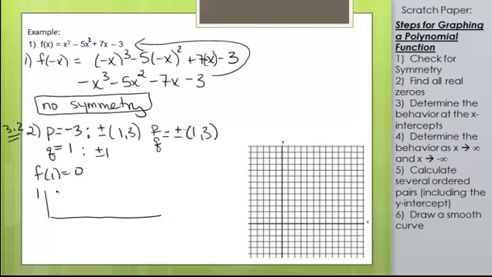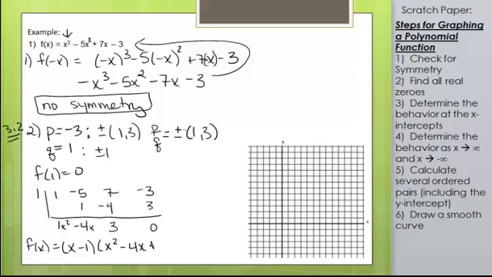Put our leading coefficients on the inside, so we have 1, negative 5, 7, negative 3. You bring down the first one, multiply, add, multiply, add, multiply, add. Now we want to write it in factored form. The number that gave us our 0 is 1, so we're going to have x minus that number. Then we have this one. Remember, you reduce your leading power by 1, so this becomes x squared and this becomes x. So you have x squared minus 4x plus 3.